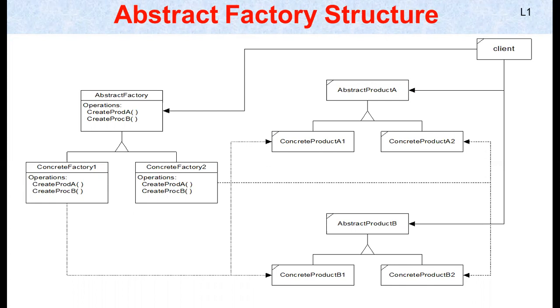The UML sequence diagram shows the runtime interactions. That is, the client object calls create product A on a factory one object, which creates and returns a product A1 object. Then the client calls create product B on factory one, which creates and returns a product B1 object. Now, who are the participants?